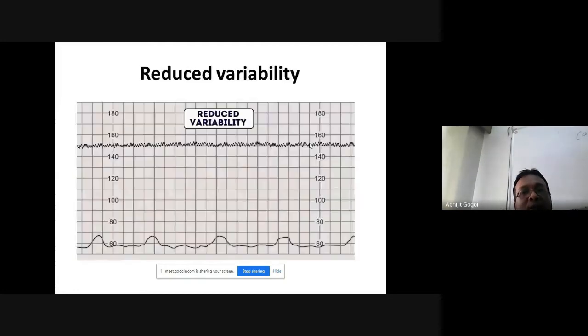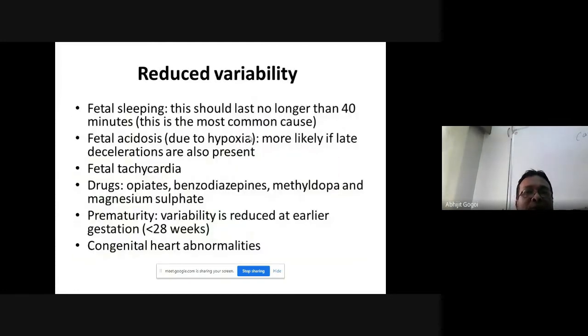But what are the other cases when we can see reduced variability? Any cases of hypoxia, that is one term I told you, uteroplacental insufficiency, like acidosis, having tachycardia, okay, like there is a sedative agent. If the mother is having some sedation, like opiates, benzodiazepine, mother is sedated by drugs, then also you can get reduced variability.